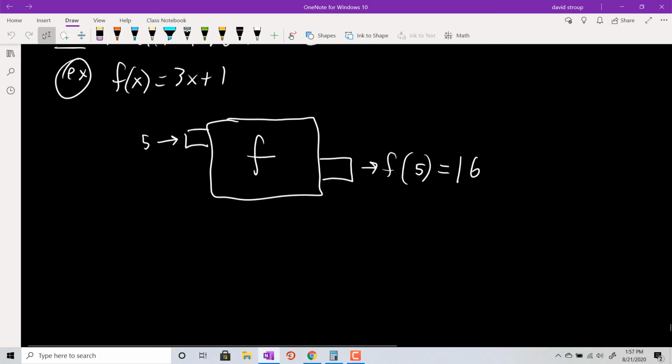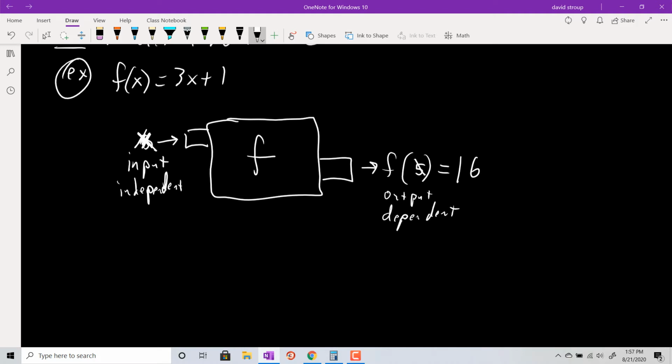So anyways, there's our function machine. The thing going in on the left-hand side is called the input. They also call it the independent variable. The thing coming out is the output, which is dependent on the input, so it's the dependent variable. Usually we don't think in terms of some particular value; instead of 5, it's just some generic x, and over here it'll be f of x.